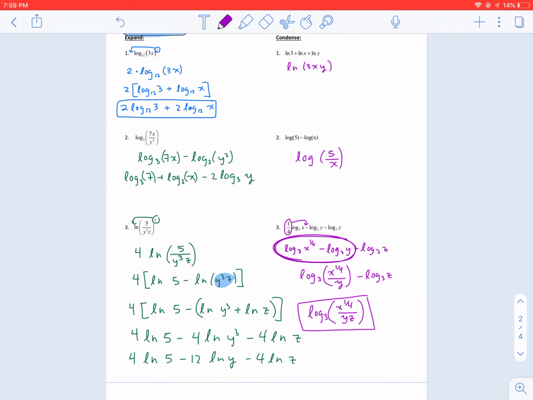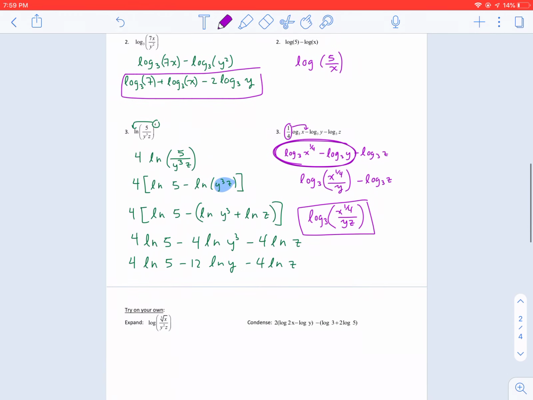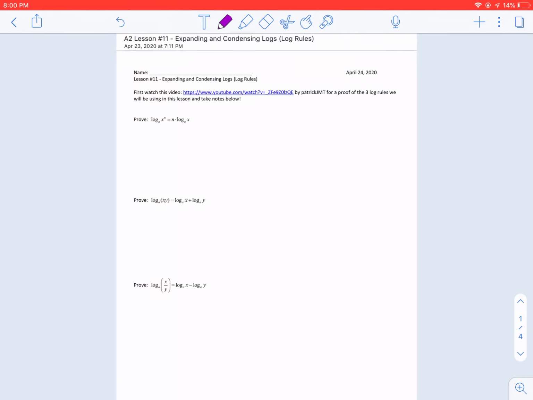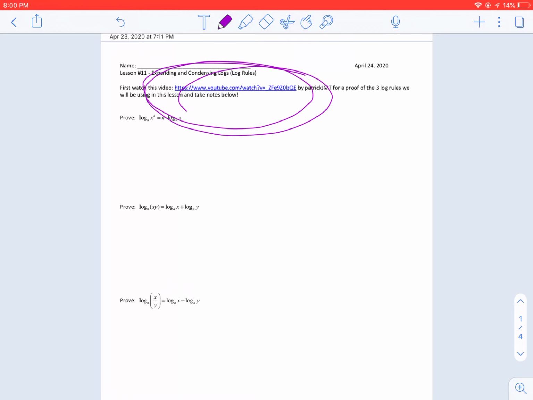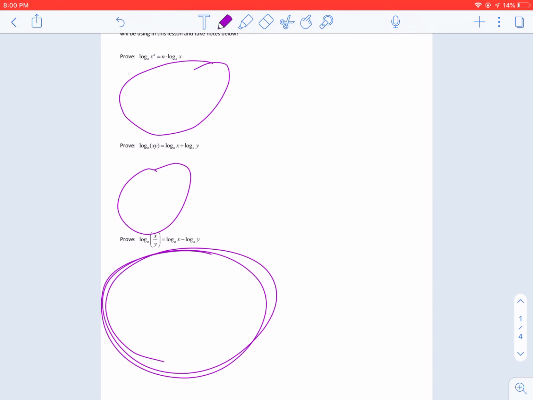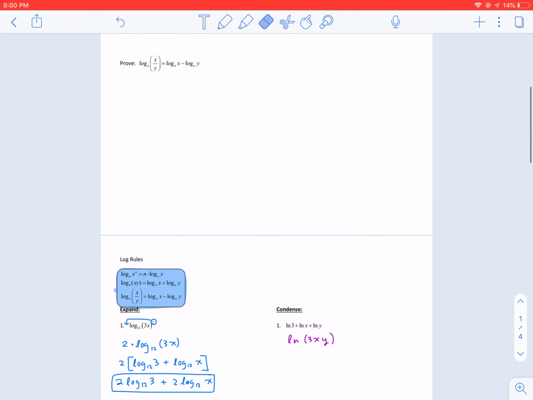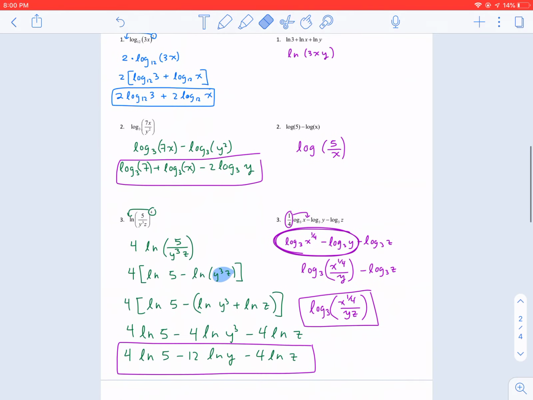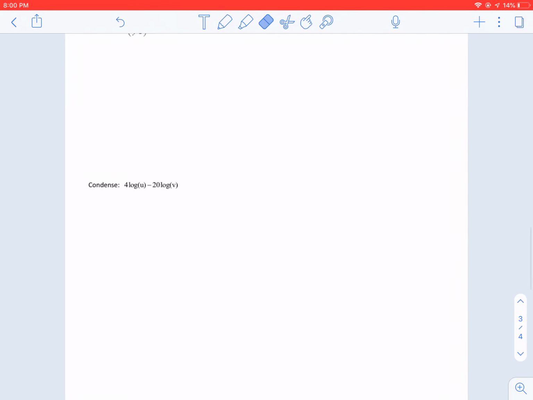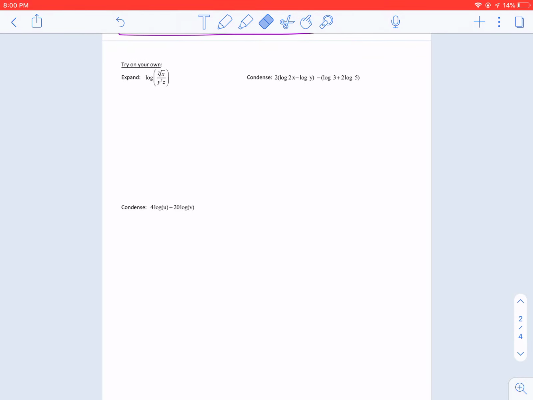So that's really it for today. Pretty short lesson. The majority of the lesson actually is in these proofs. So again, make sure you watch this video and that these 3 proofs make sense. I can ask you something like this on an assessment. And of course, you can just watch the video again if you need to. But there you go. Based on those examples up there, why don't you try these on your own? Pause the video and have a go at these.